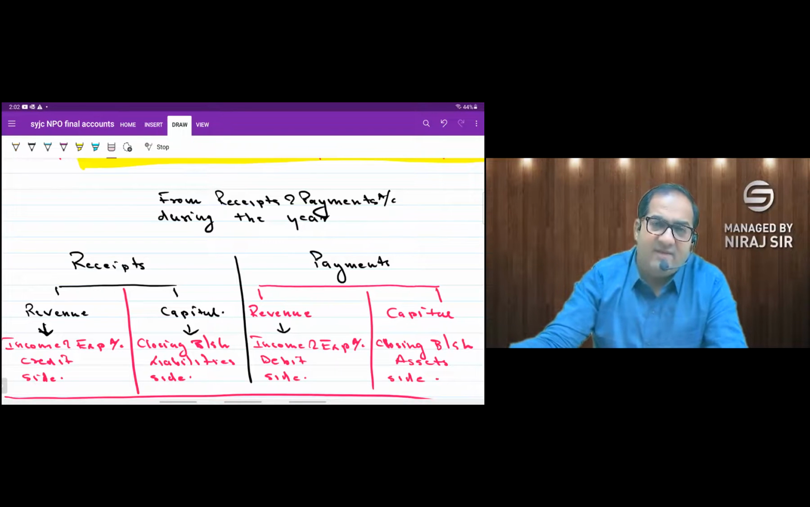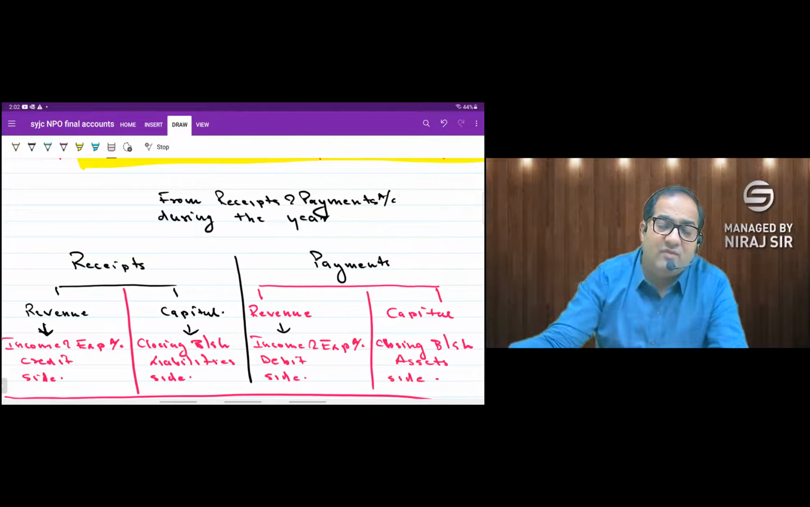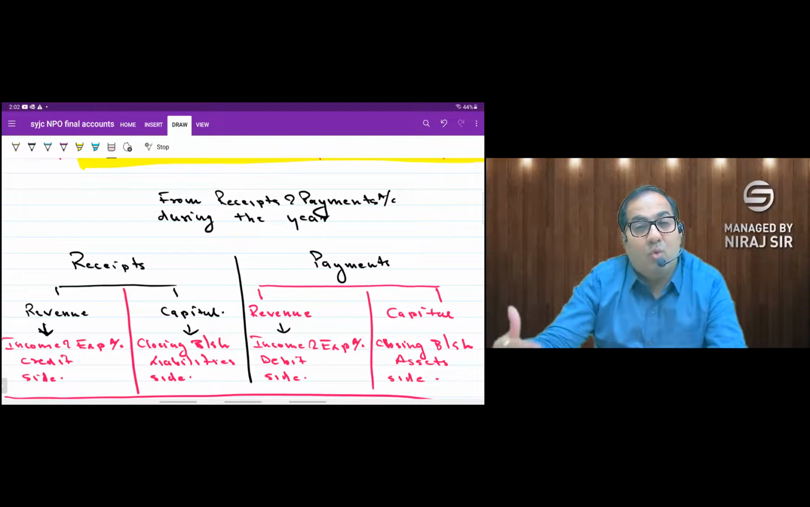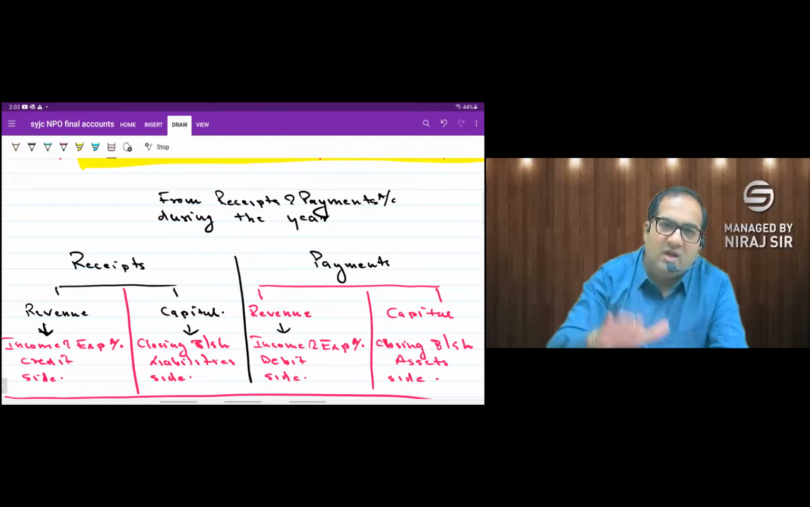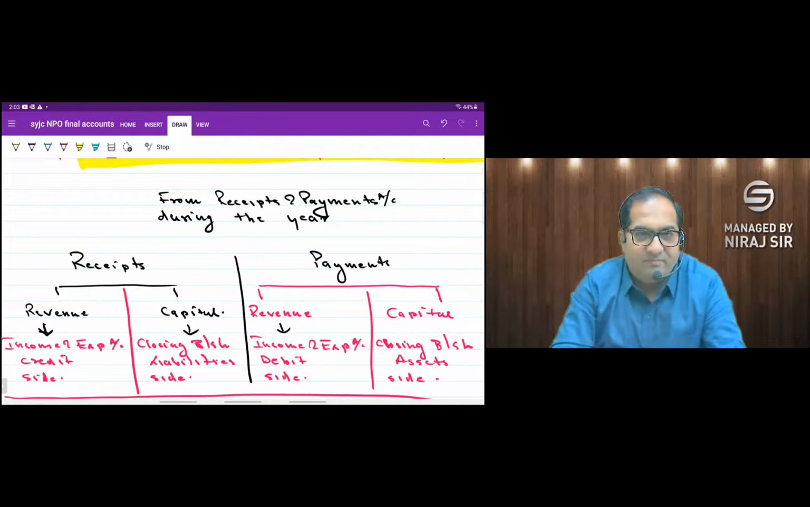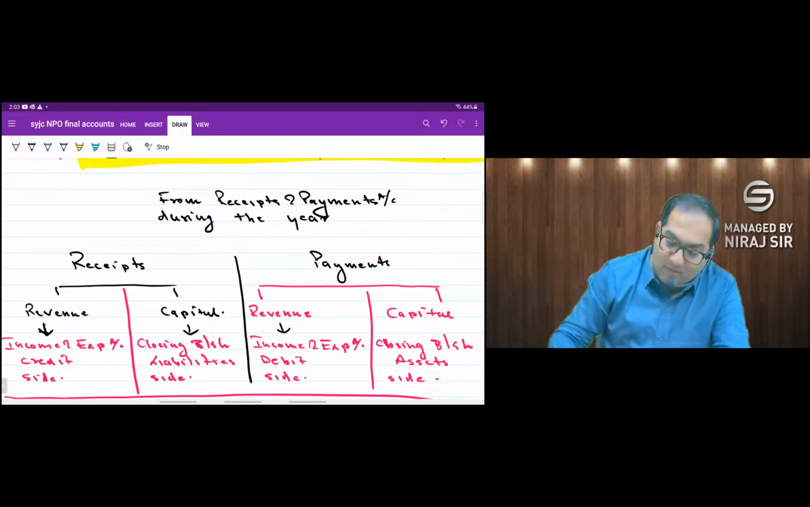If a member is dead and after his death, if he has given the property in the organization name, then that is called legacy. He has donated money after his death. It is called legacy. So you can't expect every year one member to give his property. So it is not a recurring receipt. It's a non-recurring receipt. So it is a capital receipt. Clear? Okay.